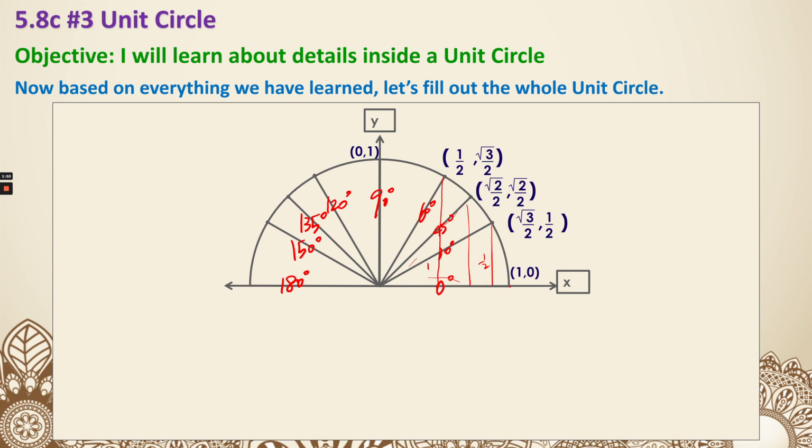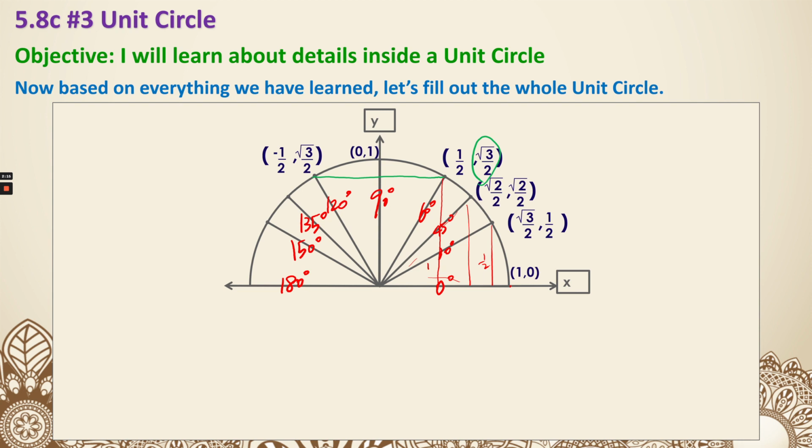The next one, when you get to 120 degrees, something you should notice: 120 degrees actually has the same height as the 60 degrees, which means they should have the exact same y value. And the x, since it's in the second quadrant, we're just going to flip it. So it is going to be negative 1/2, square root of 3 over 2.